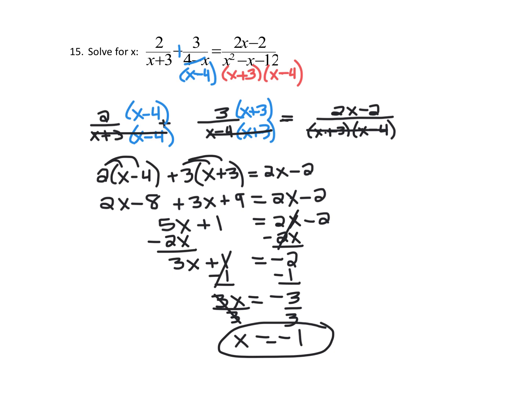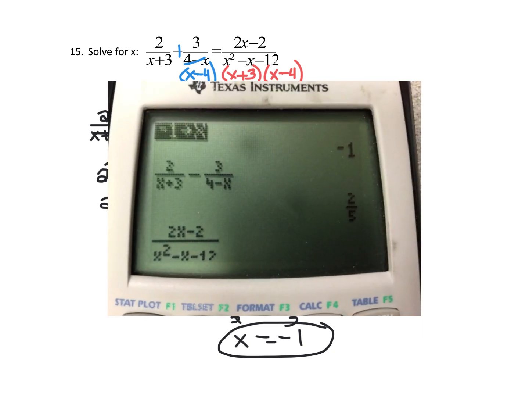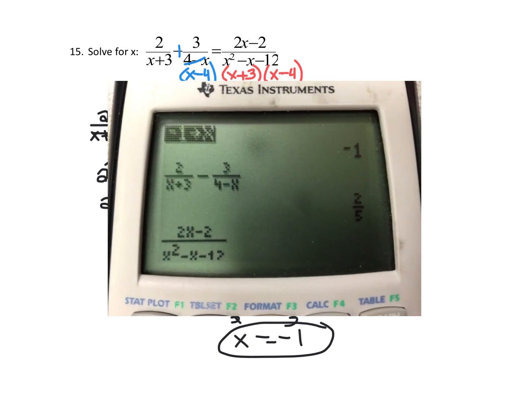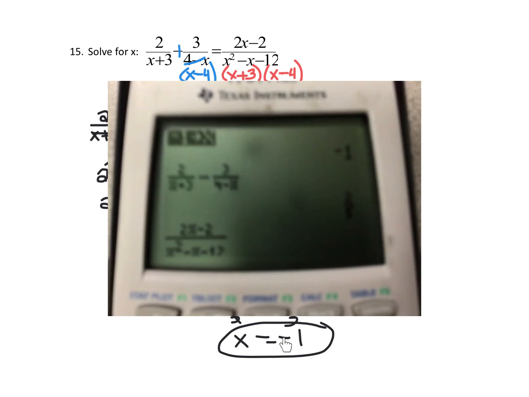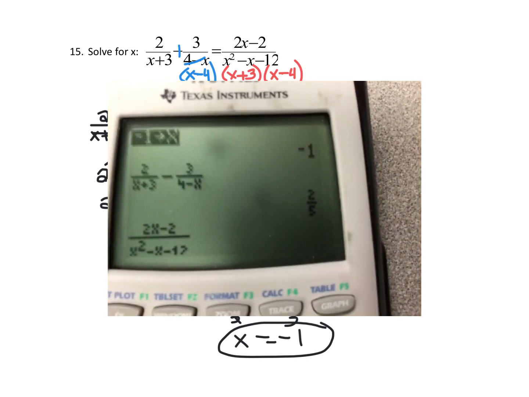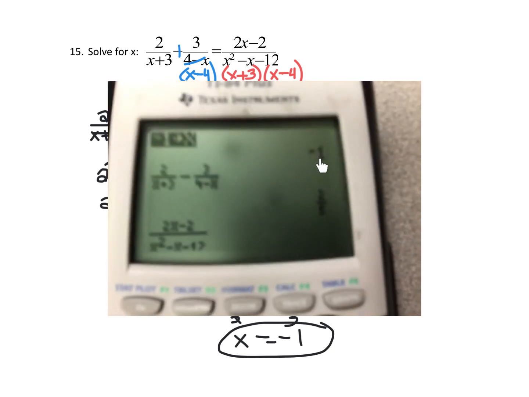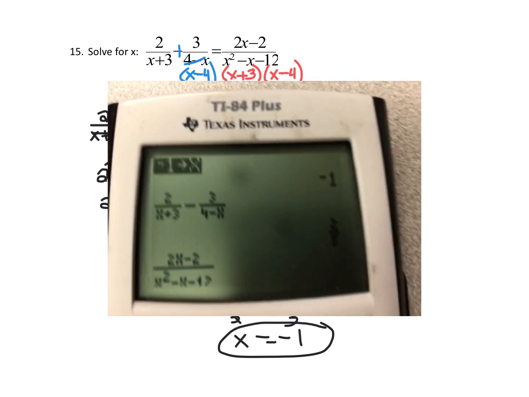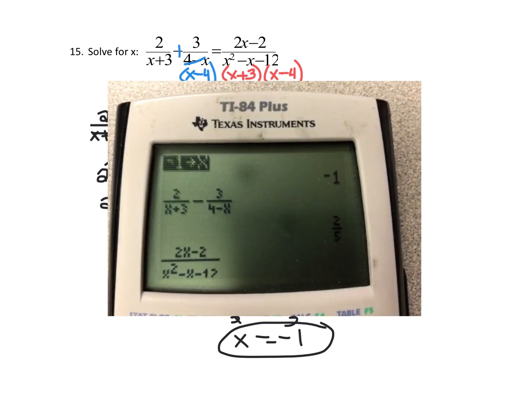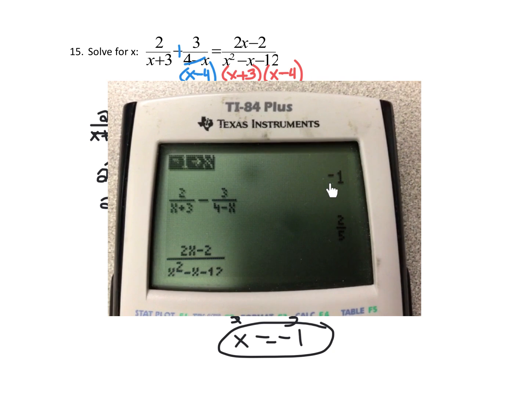So this is our answer. And I always think it's a really good idea to just double check. So I'm going to double check this in my calculator. Okay, so this is how I go about doing it. If I want to see if negative 1 is a solution, the first thing I'm going to do is store x as negative 1 in my calculator. So I type in, sorry, this is very blurry, negative 1, store x, enter.